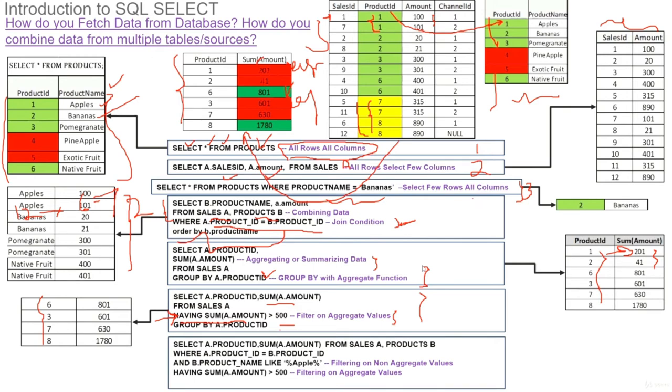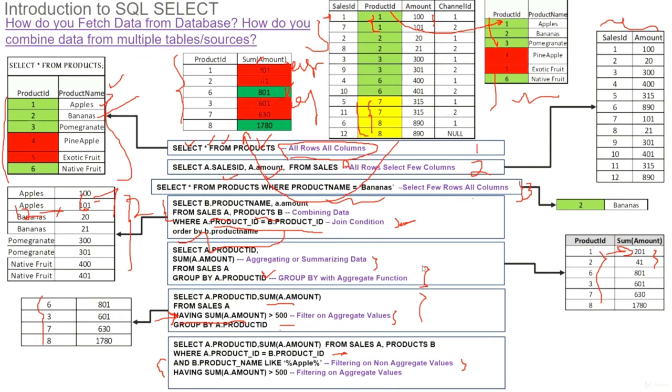Now this where condition here, the first line is nothing but your join condition. It's not really a filter condition, although that's what it is doing, but it is ideally known as a join condition. And the second line is your filter condition, where I'm saying product name like Apple.